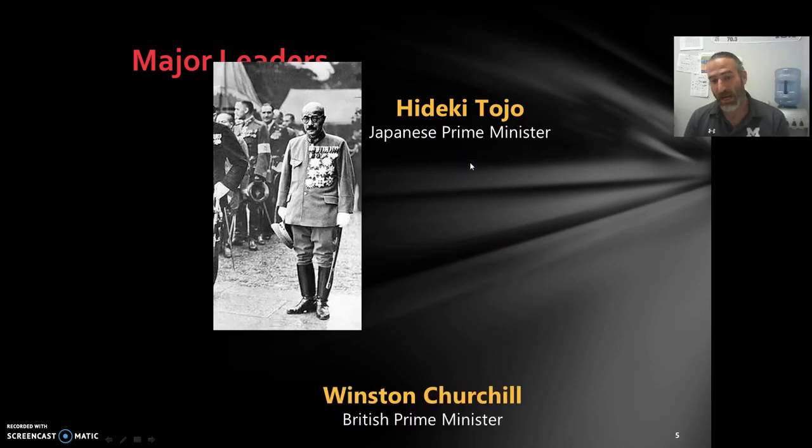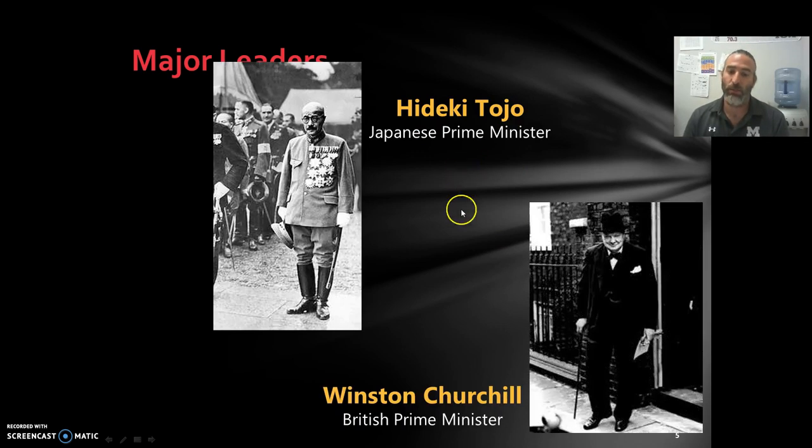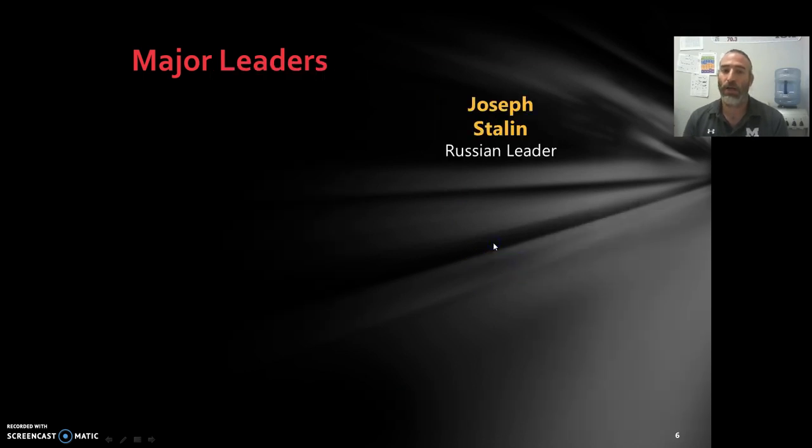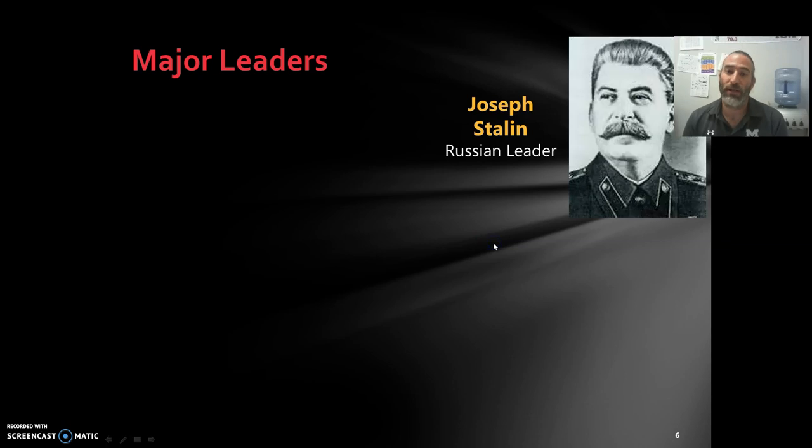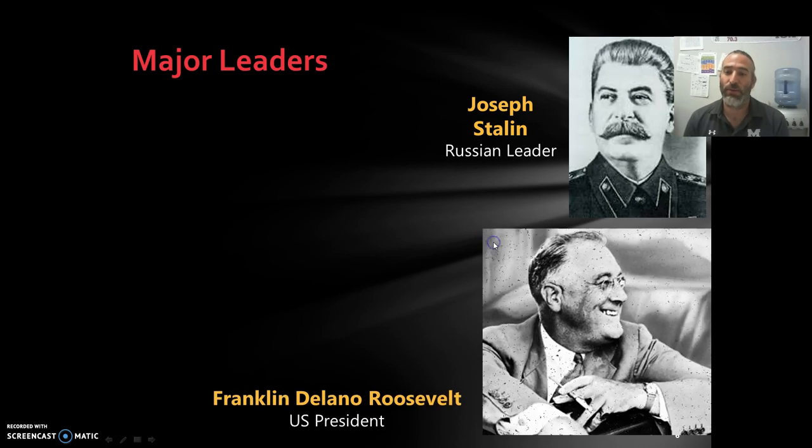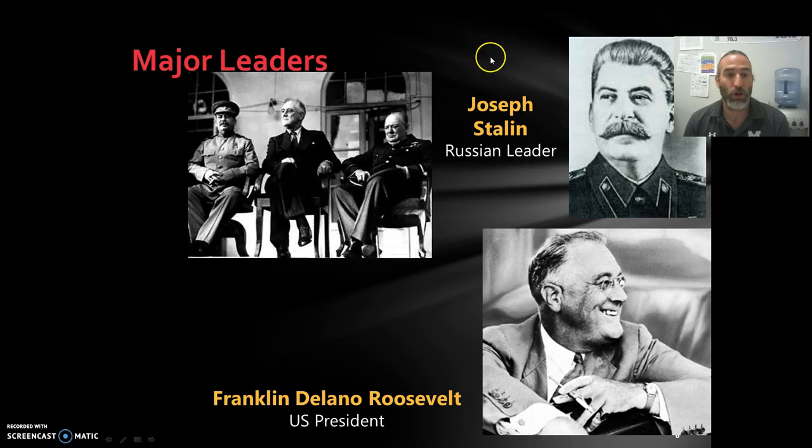On the Allied side, the three people that you need to know: Winston Churchill, he's the British Prime Minister. In the United States, we have Franklin Delano Roosevelt as the president, and in Russia we have Joseph Stalin as the premier of the Soviet Union. That's all of the who's who and who do in World War II.